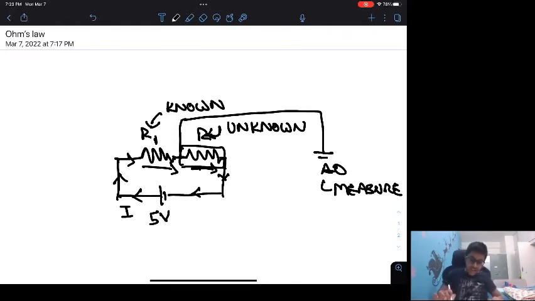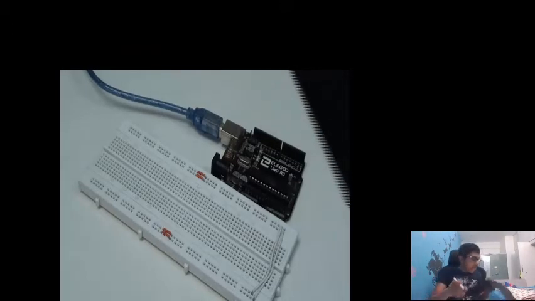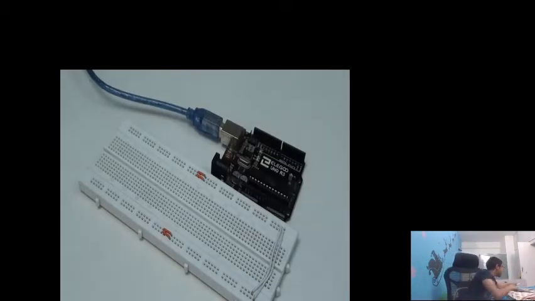So let's get right into making this circuit. Here we go. Just get that out of the way. There we go. All right, so let's get right into making the circuit.